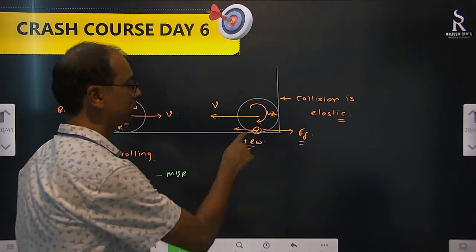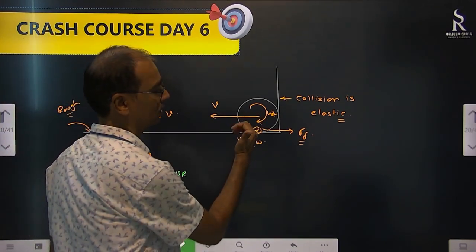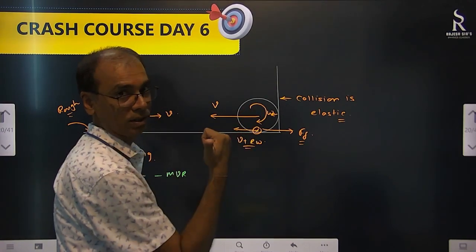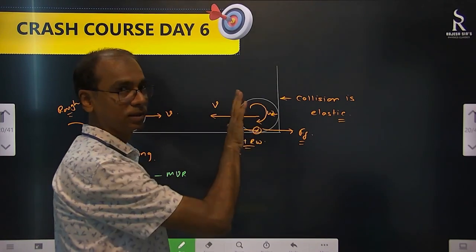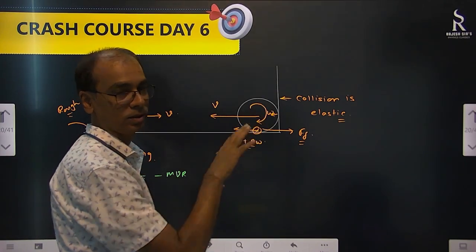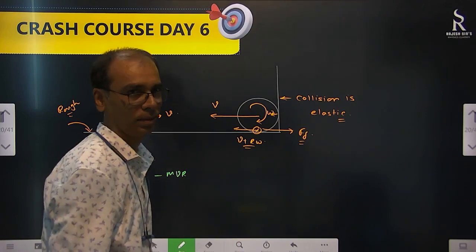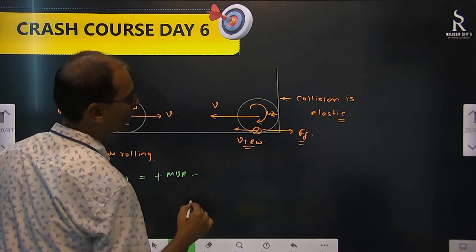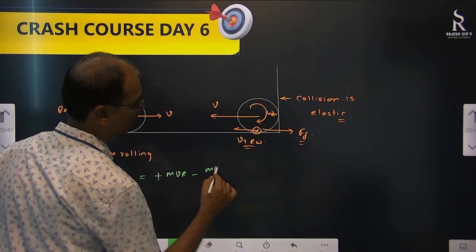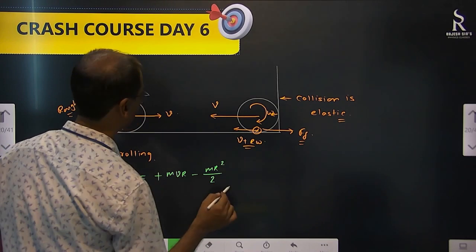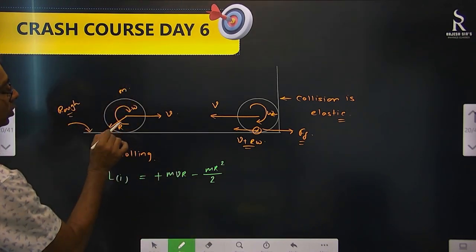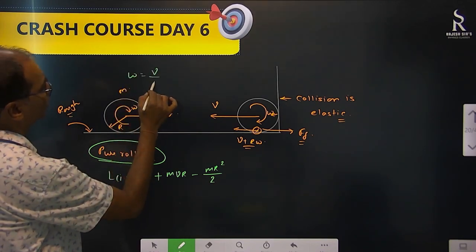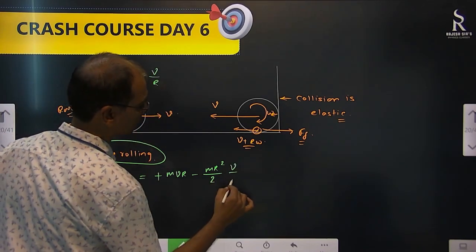Why? Because about this point the velocity is in this direction, and the angular momentum direction is towards you, whereas omega is like this, so it will be in the other direction. So one positive, one negative will come. First write this as positive and then that will be negative. So minus I omega. What is I? Mr squared by 2, into omega. But omega is v by R because it's pure rolling. So write it. This is initial.